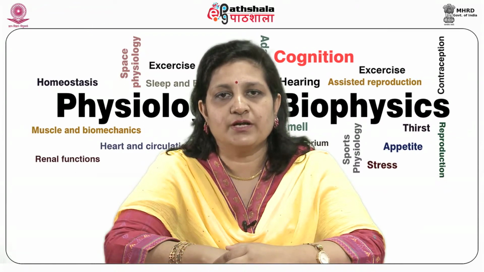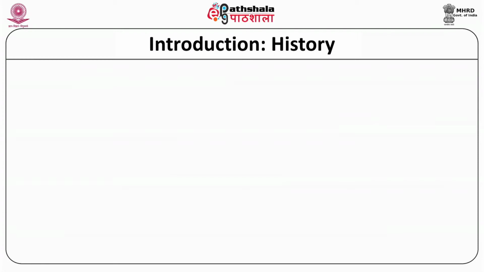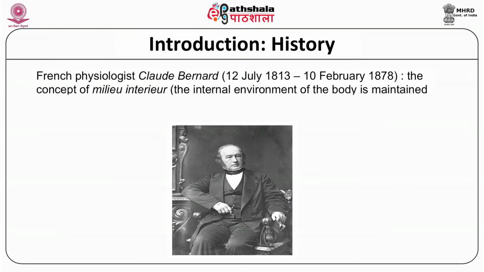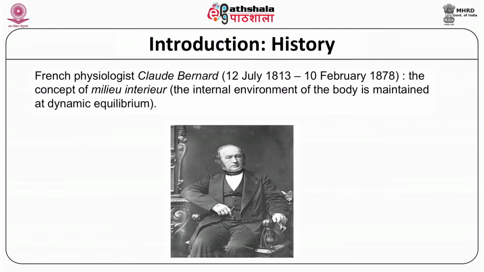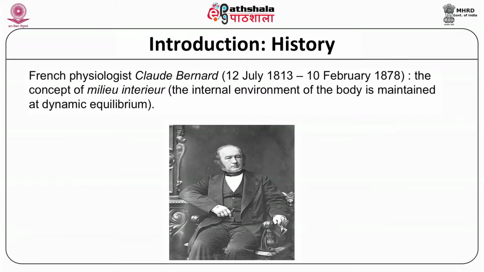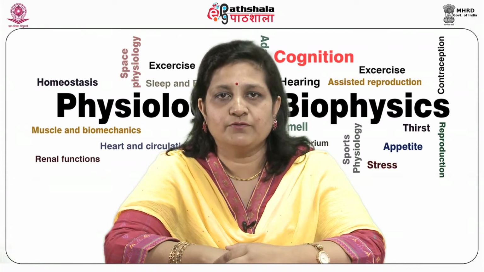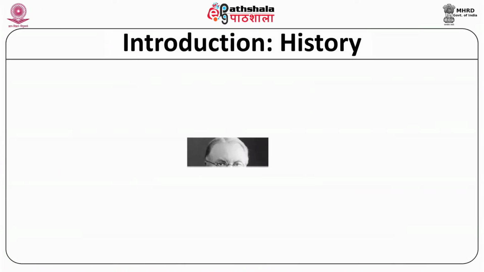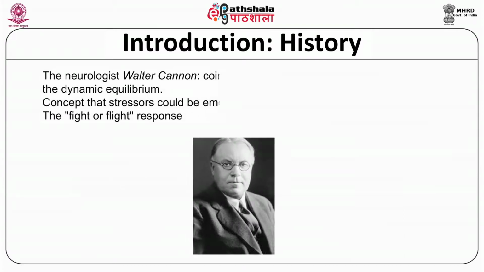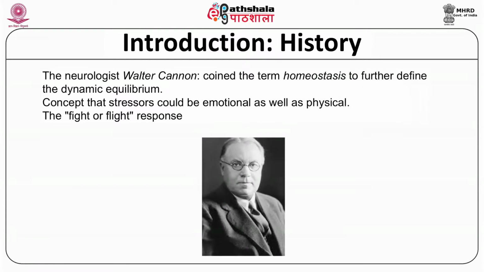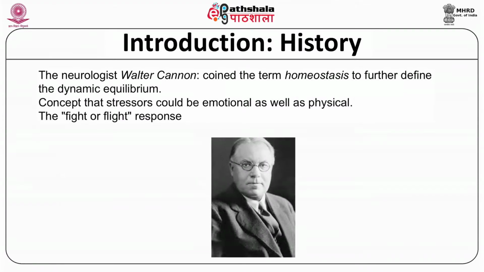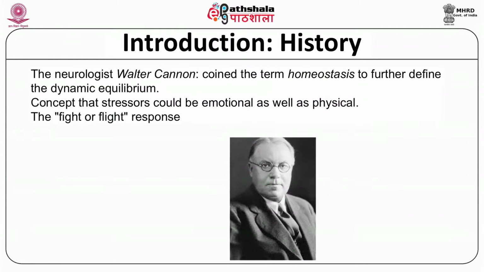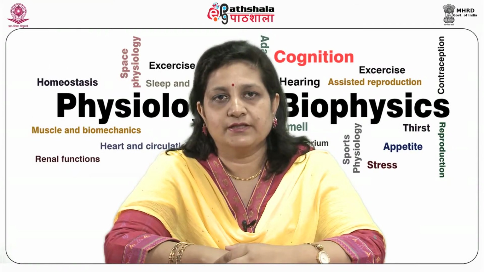Now, we begin with the introduction, starting from the historical aspects of stress. The French physiologist Claude Bernard described what is called the concept of milieu interior. Milieu means the environment and interior is the internal environment of the body, and he said that the internal environment of the body is maintained at dynamic equilibrium. Now, the neurologist Walter Cannon coined the term homeostasis to further define what is a dynamic equilibrium. That is the concept that the stressors can be emotional as well as physical, and that they are constantly changing. He described the fight or flight response, which we shall be discussing further in the slides.